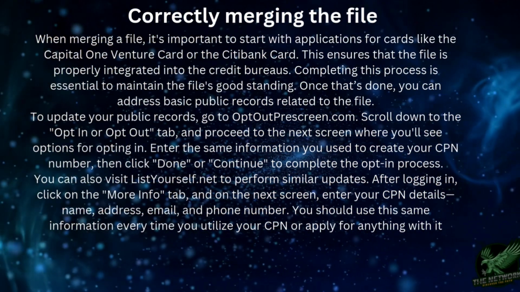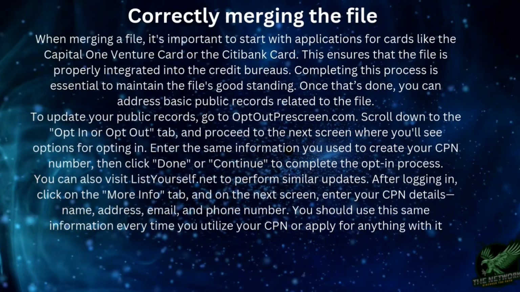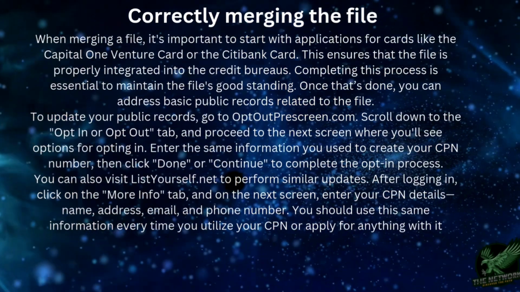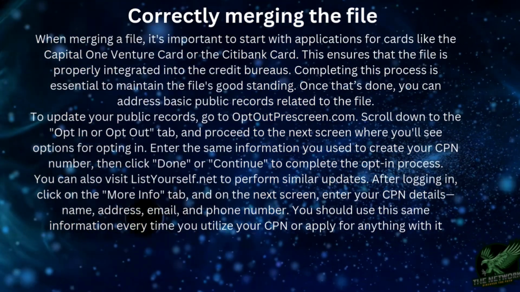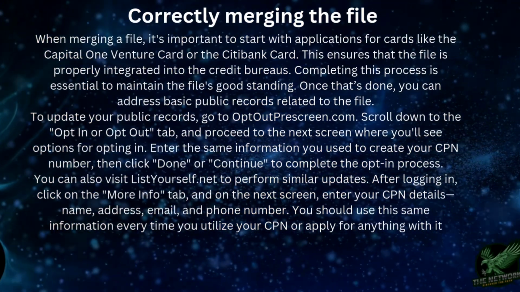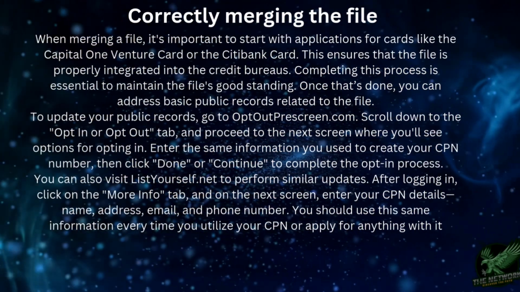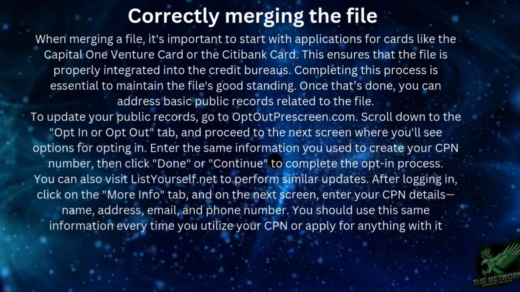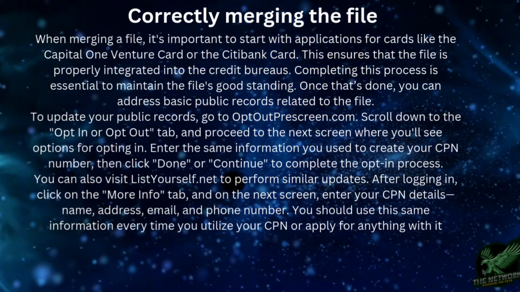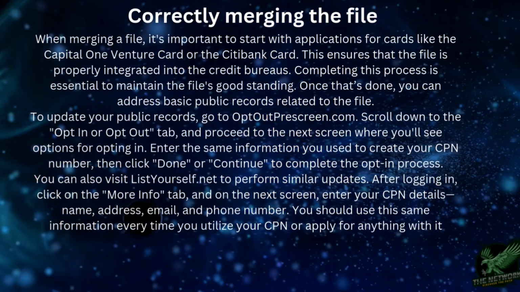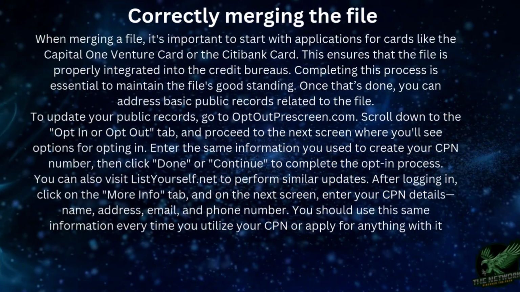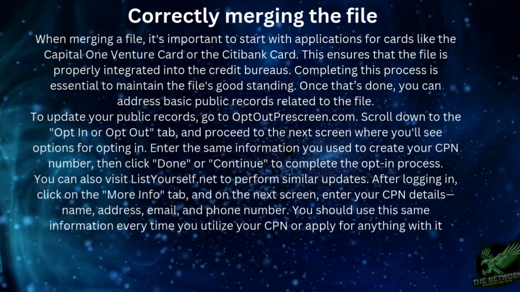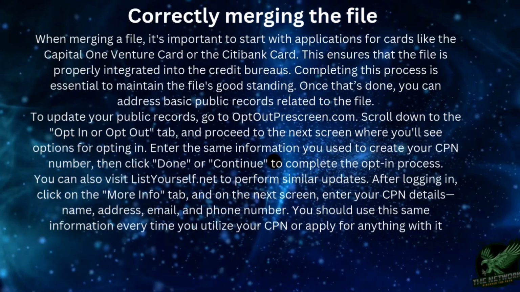You can also visit listyourself.net to perform similar updates. After logging in, click on the More Info tab, and on the next screen, enter your CPN details: name, address, email, and phone number. You should use this same information every time, because that's literally the reason you're doing this. You use that every time you utilize your CPN or apply with anything with it. That's going to help with your public records, help you merge your file correctly, and assist the companies that are collecting all that information in being able to find the file and create a subset of information that's directly unique to your file.